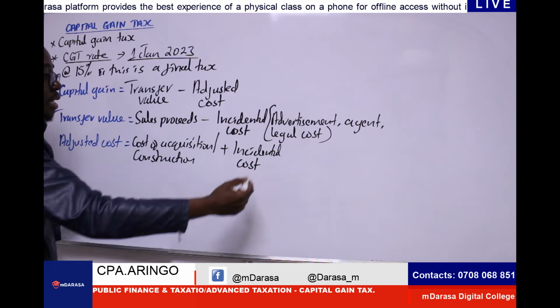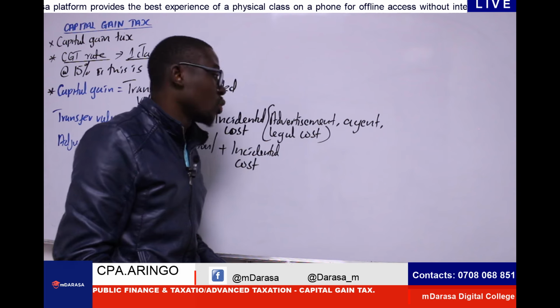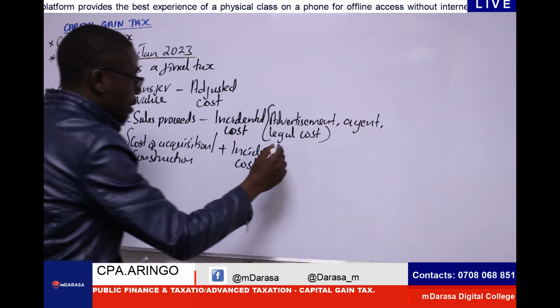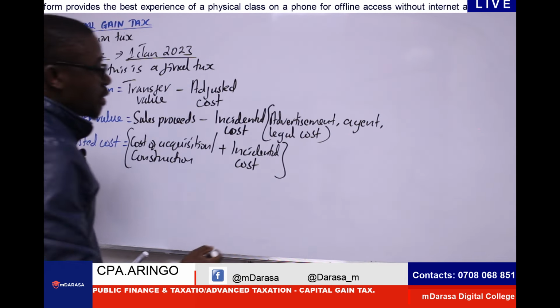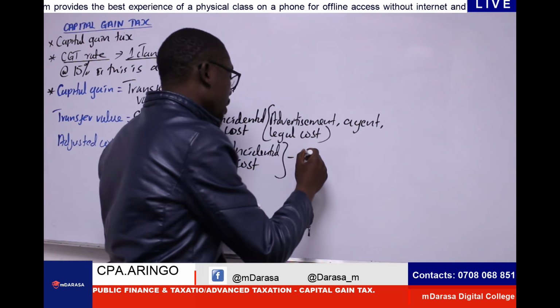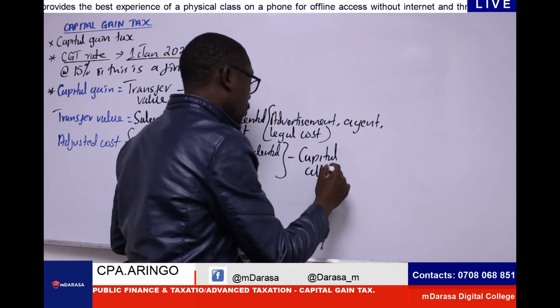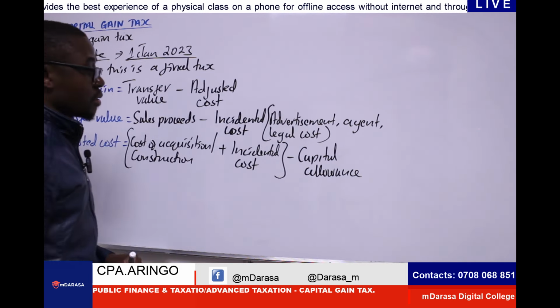Incidental costs here are just the same. Talk about agent, talk about legal costs, all these costs that you're going to incur on acquisition, right? Of course, a conveyance fee that you're going to pay, all these costs. Then we are going to less any capital allowance that was deducted during the life of that property before you dispose it. Capital allowances, see?